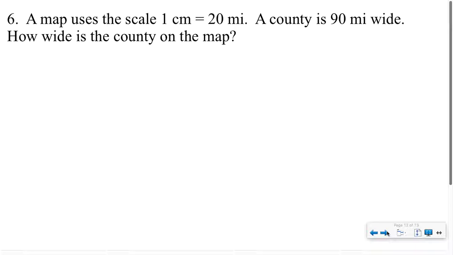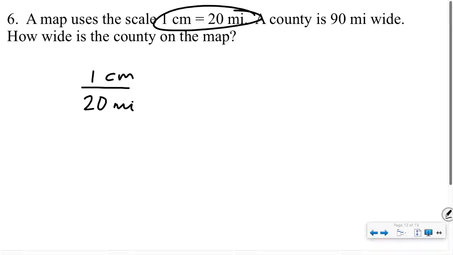A lot of you can probably do this in your head. I'm not disagreeing with you. But you won't always be able to do it in your head. And questions like this will be worth 2 points. 1 for the proportion you set up, and 1 for the answer. A proportion, 2 ratios set equal to each other. My first ratio is this scale right here. 1 centimeter to 20 miles equals, then I gotta fill in the other side. x over 90. Good, they're telling me the county is 90 miles.